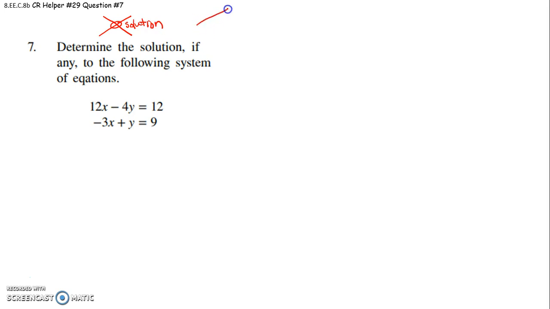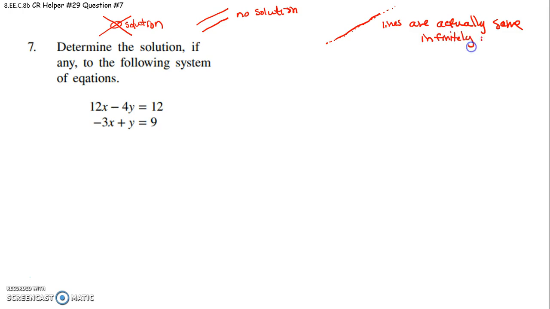You might have a pair of parallel lines, then they'd have no solution. And you might have a line that, once you graph it and then graph the other line, you realize the lines coincide. The lines are actually the same when graphed, and that would be infinitely many solutions. So those are the three types. So that's why they say determine the solution, if any.